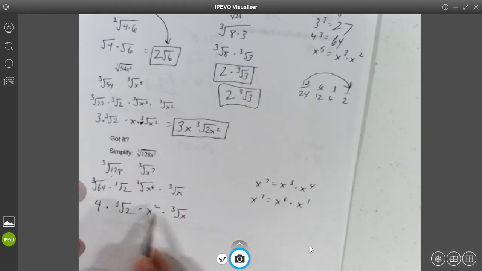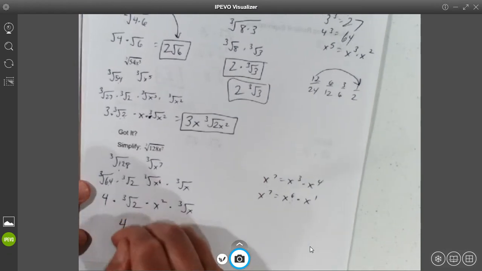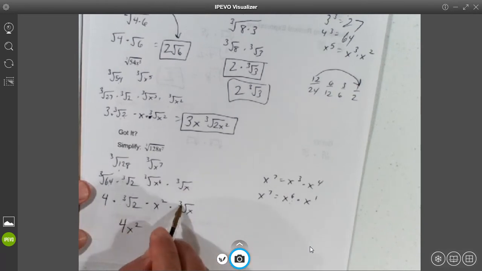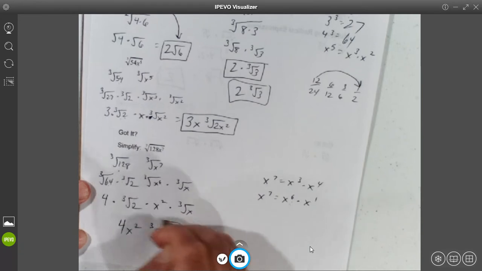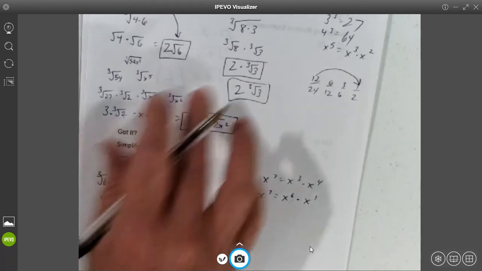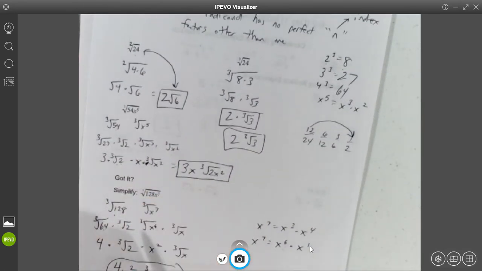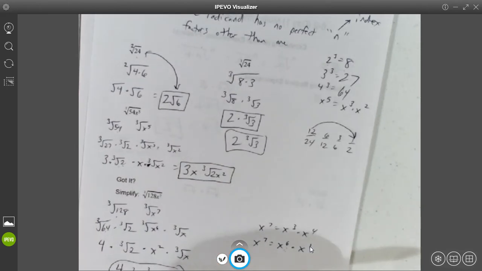And so now I do some multiplying here. I do some commutative property. So I do 4 times x squared. That's 4x squared. And then I'm going to multiply these, and I can do that because they both have the same index. And it's the cube root of 2x. So we've simplified that radical expression. All right, so simplifying radical expressions: finding those factors that are perfect squares or perfect cubes or perfect fourth powers.